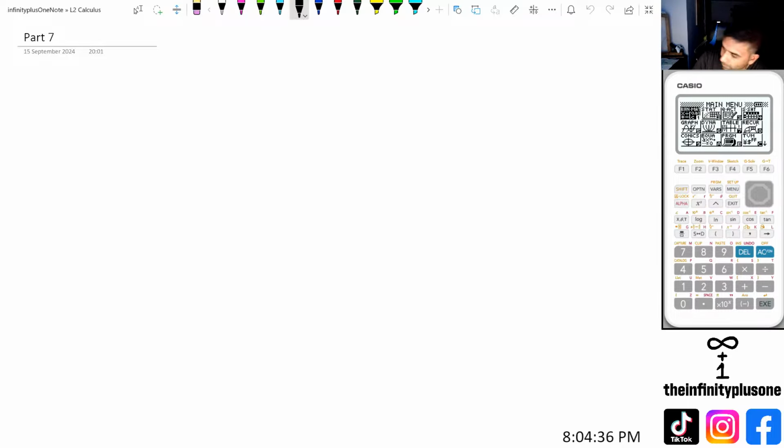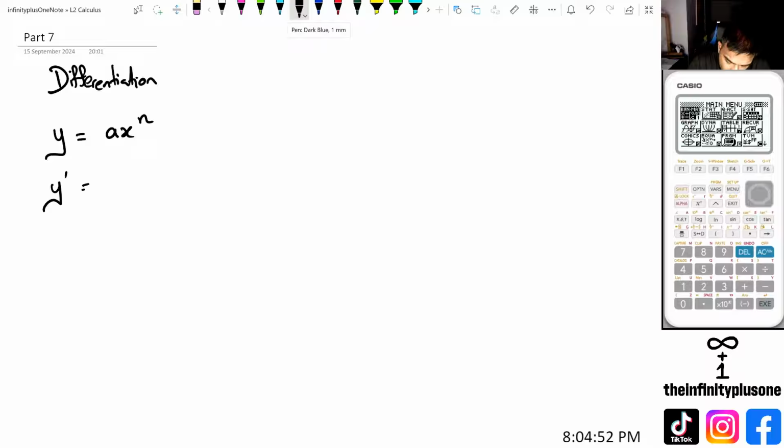All right, so let's go with just a quick recap of differentiation. So when we do differentiation, how's this looking? Yeah, this is looking good. So if we have y equals a x to the n, then we would say that y dash is a times n times x to the n minus 1. So this is what differentiation is.